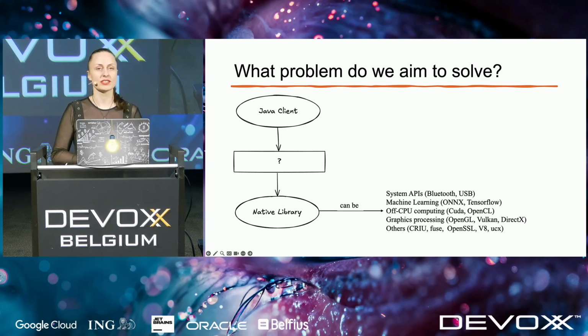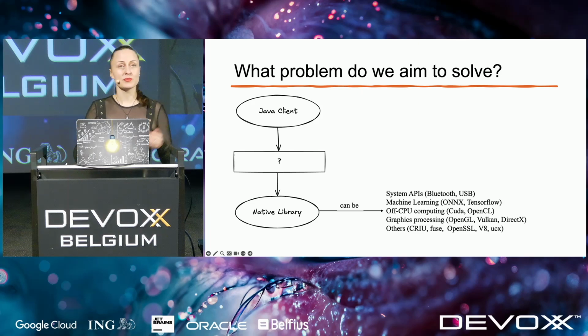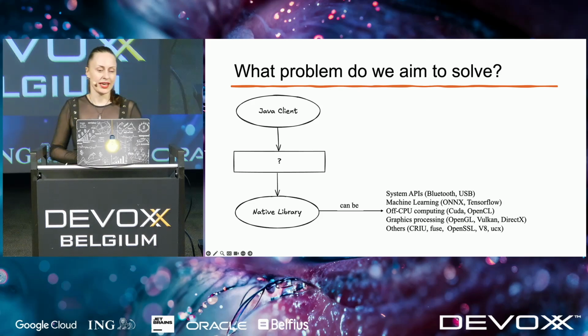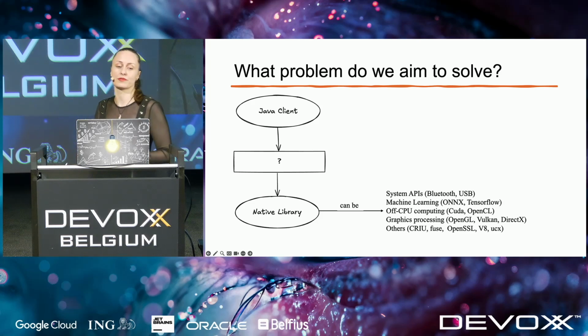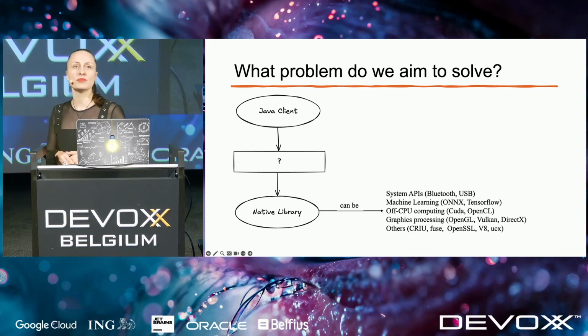Just to give you some examples, these libraries usually are system APIs, Bluetooth, USB. You have them on your laptops. Usually they have frameworks written in different languages. For example, I'm using a Mac, which means Objective-C most of the time. Machine learning, they're using their own languages as well, like TensorFlow, for example. Then off-CPU computing, CUDA, OpenGL, and many, many others.